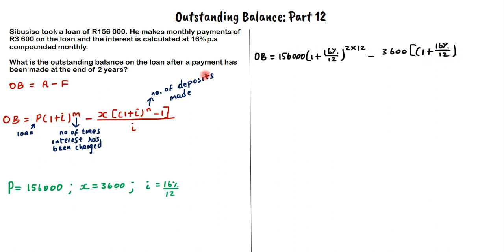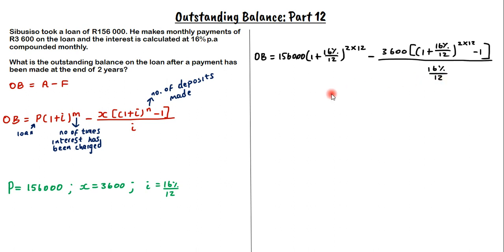Notice here that the number of deposits is the same as the number of times interest has been charged, which is 2 times 12. There is no deviation at all. By deviation, it means maybe you missed a payment, or you said you're going to pay and then decided to start paying later. All of those are called deviation, and we're going to discuss that later. So divide this by 16% over 12.